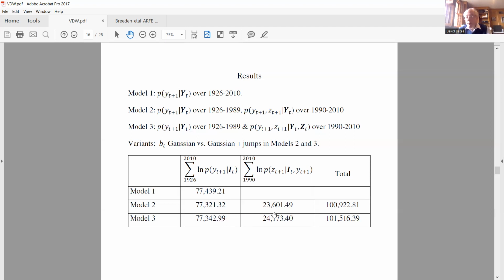But what really makes a difference from Model 2 to Model 3 is the ability to capture the Z distribution. So that's what really jumps here, in an improvement of the log likelihood.